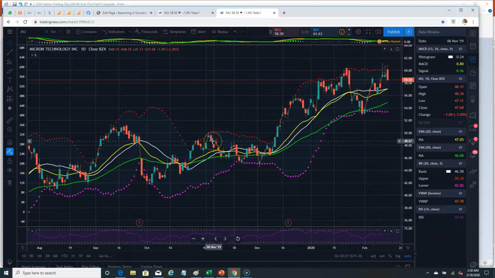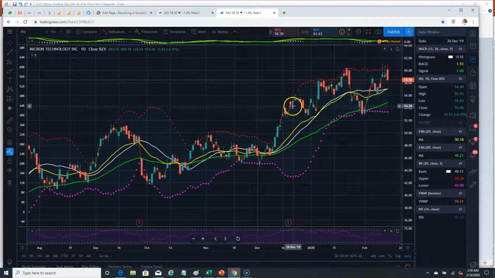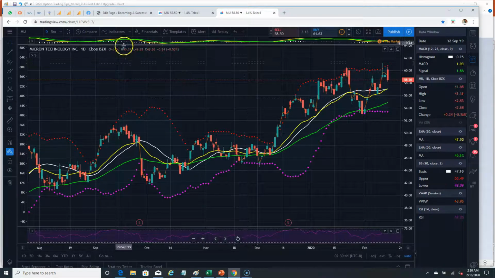If you are day trading and looking at a 15-minute or 10-minute chart, you can spot those support and resistance levels. Here is, for instance, a resistance at 55, another round number. It got rejected here at a high of 55.93. I'm reading this from here, guys. The second day, it gets rejected again at 56.11.